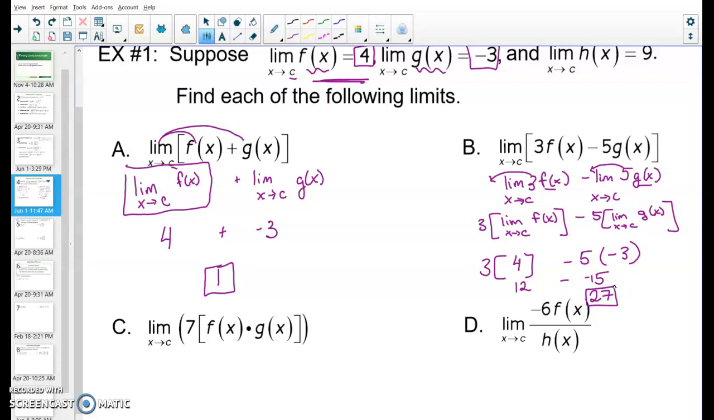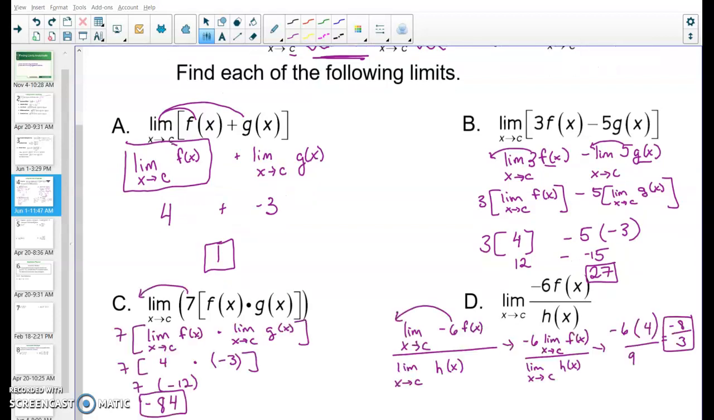Go ahead and pause this here and try C and D on your own. Look back to the slide on the different properties with limits and see if you can do it on your own. And then check back here to see the answers.